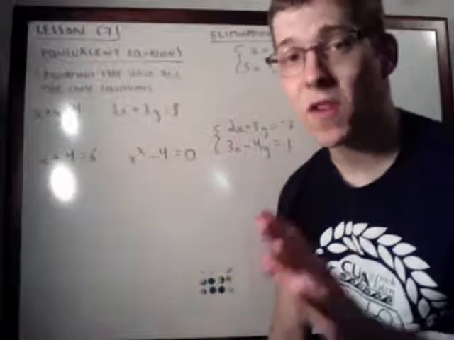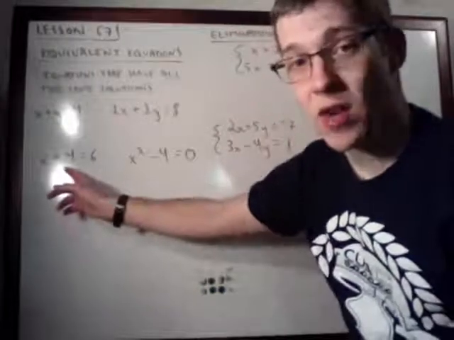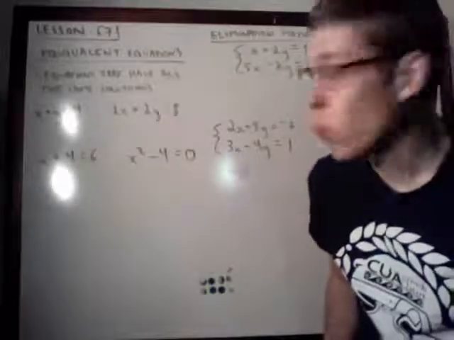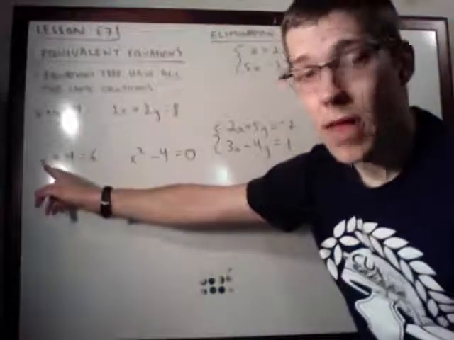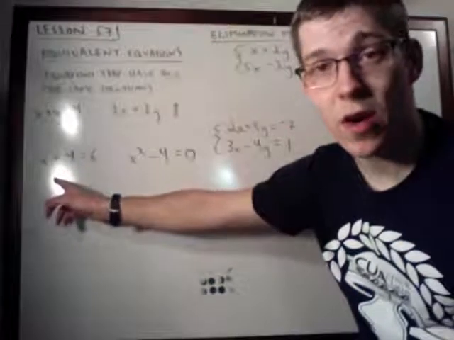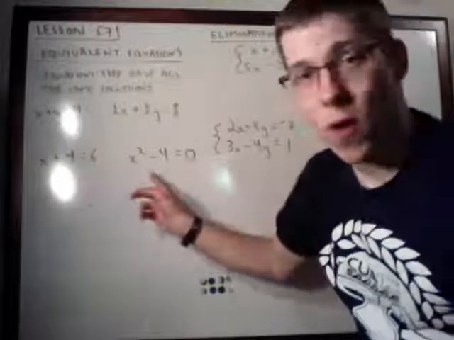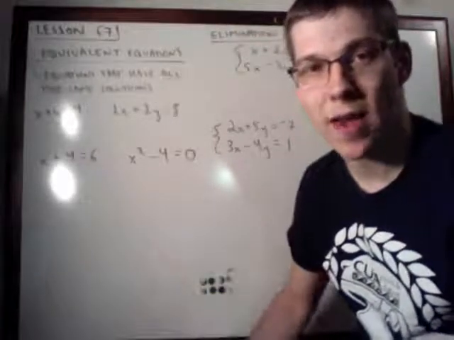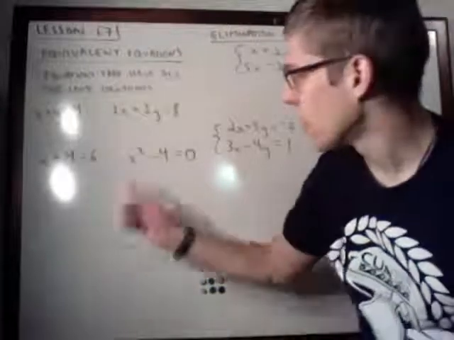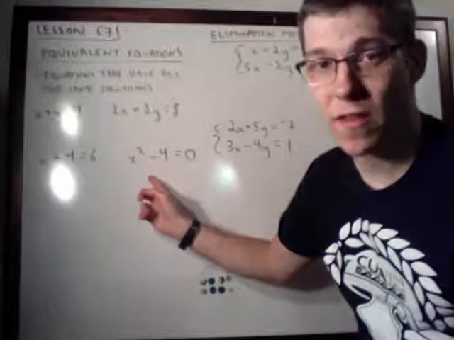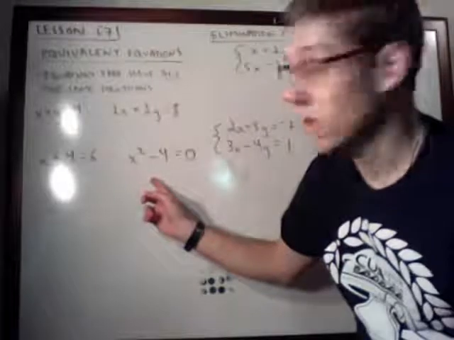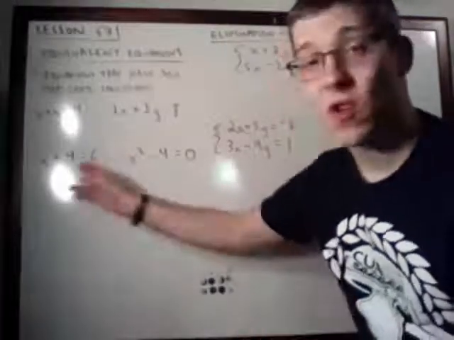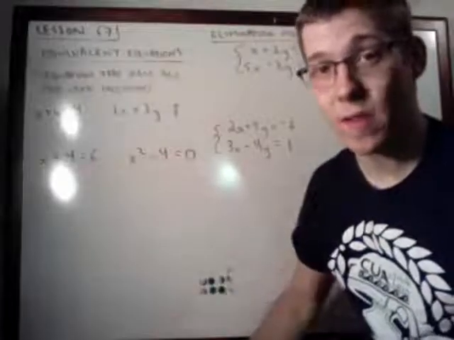Be careful though, all the solutions have to be the same. These two equations, x plus 4 equals 6 and x squared minus 4 equals 0, you might be tempted to think they're equivalent because for x plus 4 equals 6, the solution is x equals 2. For x squared minus 4, does 2 work? Yes, 2 squared is 4, and 4 minus 4 is 0. However, be careful. When you see squares, there's another solution: negative 2 also works here. Negative 2 squared is still 4, minus 4 still gets us 0. So these are not equivalent equations, even though at first glance they might seem to be.